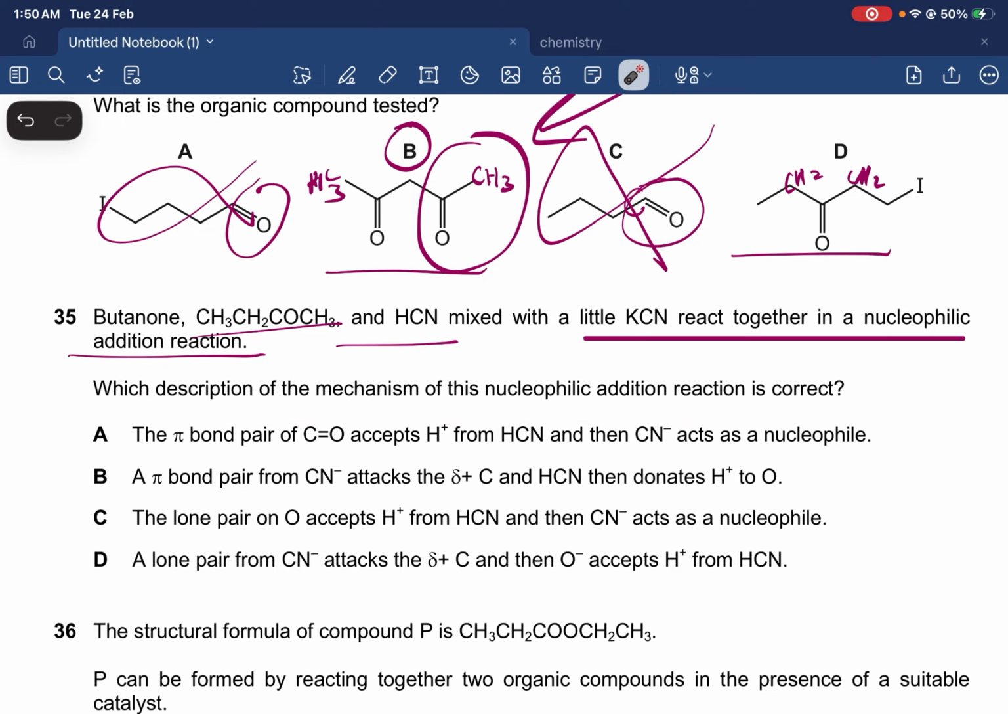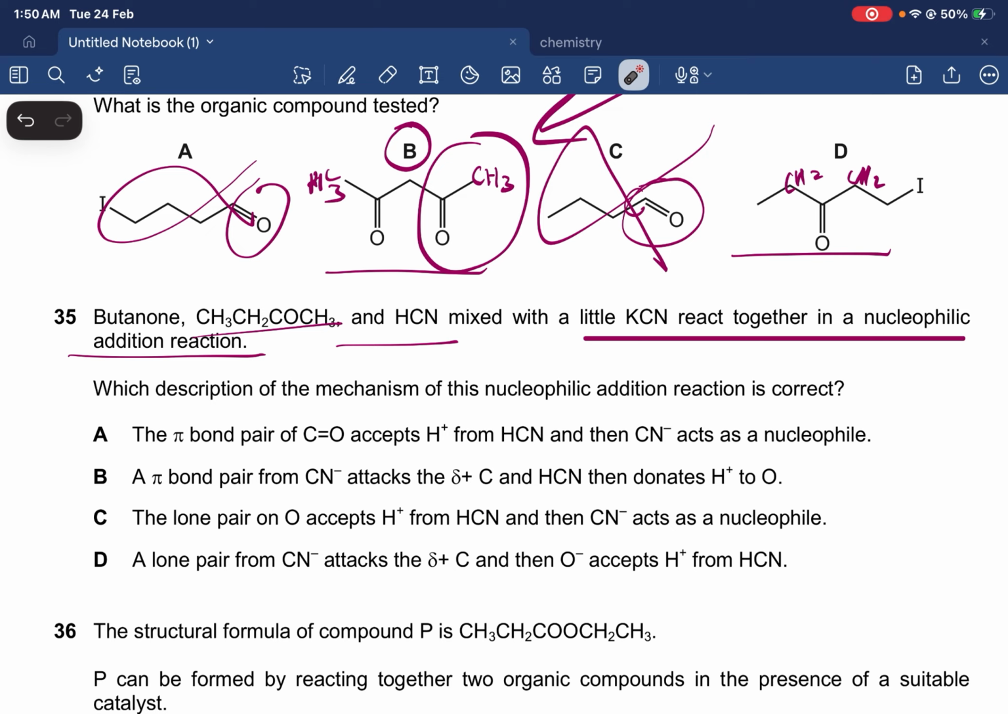The pi bond pair of the C double bond O accepts H plus from HCN and then CN negative attacks. No, first CN negative attacks. The pi bond pair from CN negative attacks the partial positive carbon, and HCN then donates H plus too. Not the pi bond pair, the lone pair from CN negative. The lone pair on O accepts H plus from HCN, and then CN negative, no, first CN negative attacks.